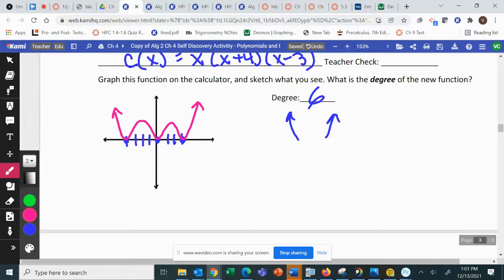So my goal is that you don't have to multiply these out to figure out the degree. And you won't need your calculator to sketch an approximate graph. Again, it's not going to be 100% accurate, but the x-intercepts will be. The end behavior will be.